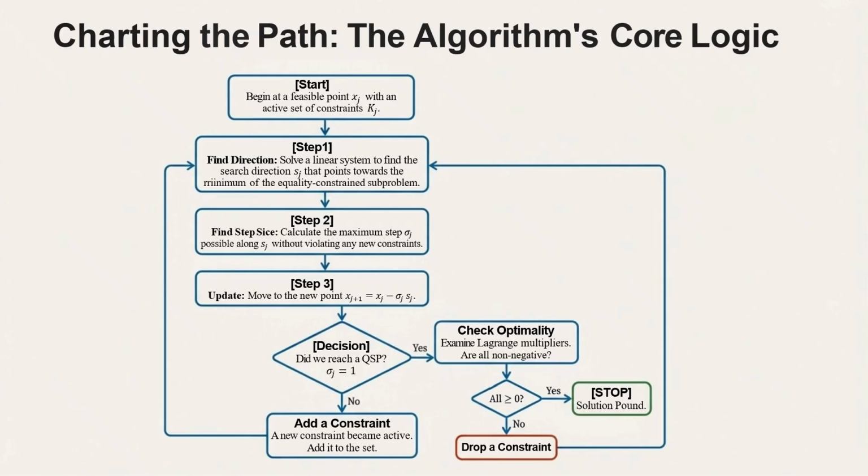If the answer is yes, it means we have reached a QSP. Now we must verify the optimality conditions by examining the Lagrange multipliers. If all multipliers are non-negative, greater than or equal to 0, we have reached the final solution and the algorithm stops. Otherwise, we drop the constraint with a negative multiplier to open up more movement space and return to step 1.